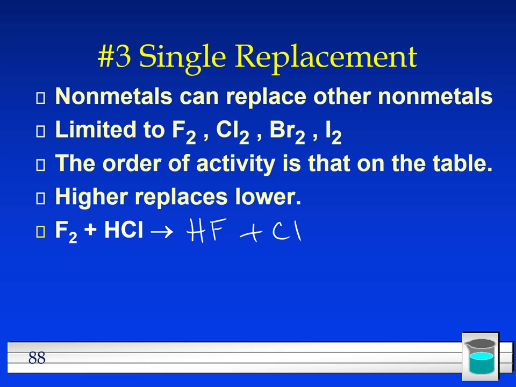Then I have to write the right formulas. H is 1 plus, F is 1 minus. That's the right formula for hydrofluoric acid, or hydrogen fluoride if you've got a gas. And Cl, can Cl be by itself? No, it gets a 2. It's one of our gens, the halogens. And that's going to happen every time with these. So I got 2 Cl's, which means I got to put a 2 in front of HF to get it balanced.